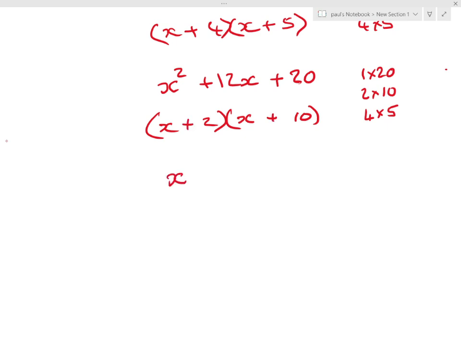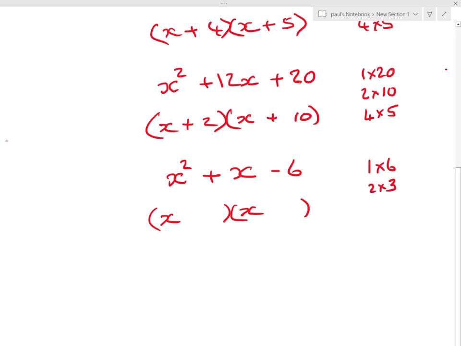Now, of course, you can have minus signs, can't you? So we'll put that there, and we'll put x and x in there. So now we want factors of 6 that have a difference of 1. So we've got 1 times 6 and 2 times 3. So 2 times 3 is 6, and 3 take away 2 is 1. So they have a difference of 1, so it's 2 and 3.